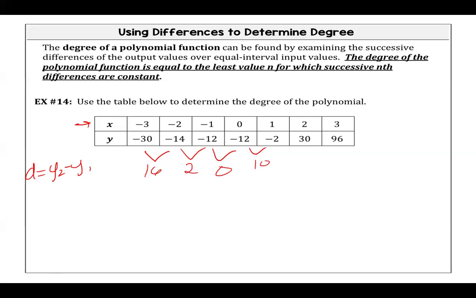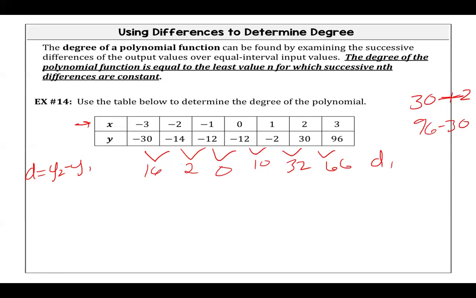If you need to write it out, no one knows what you write on your paper. So if you need to visually see 30 minus negative 2 and write it out to know that that's 32, do it. Okay. If you need to visually see 96 minus 30, write it out. It is your paper. It is your notes. It is there for you. Okay. So this is my D1. Is D1 the same? No.